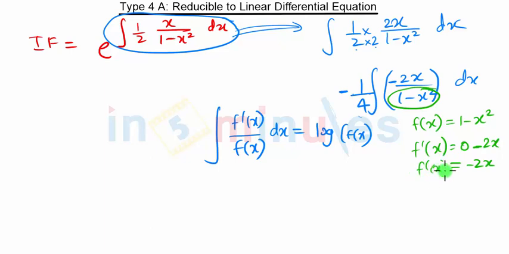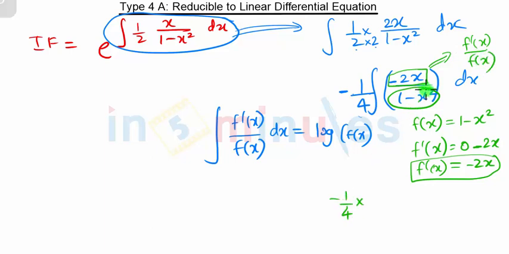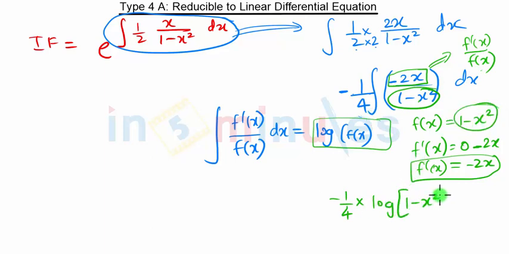So if you can see, the numerator part we have adjusted for minus 2x and the denominator we have f of x. So this equation is nothing but f dash of x upon f of x. So integration of f dash of x upon f of x is nothing but log of f of x. So it will be log of, in this case the f of x is 1 minus x square.